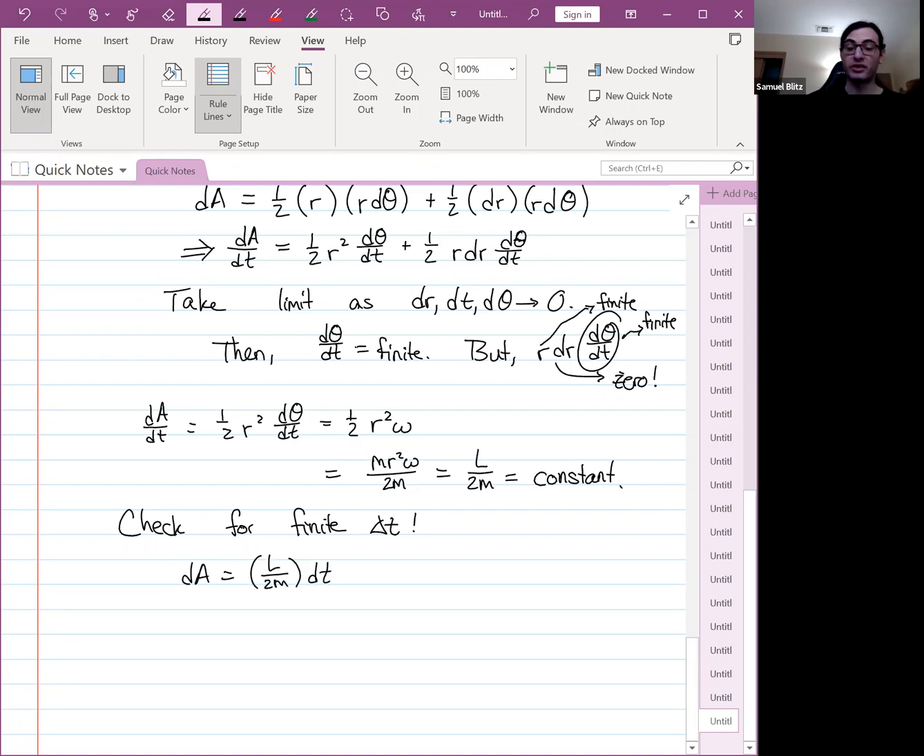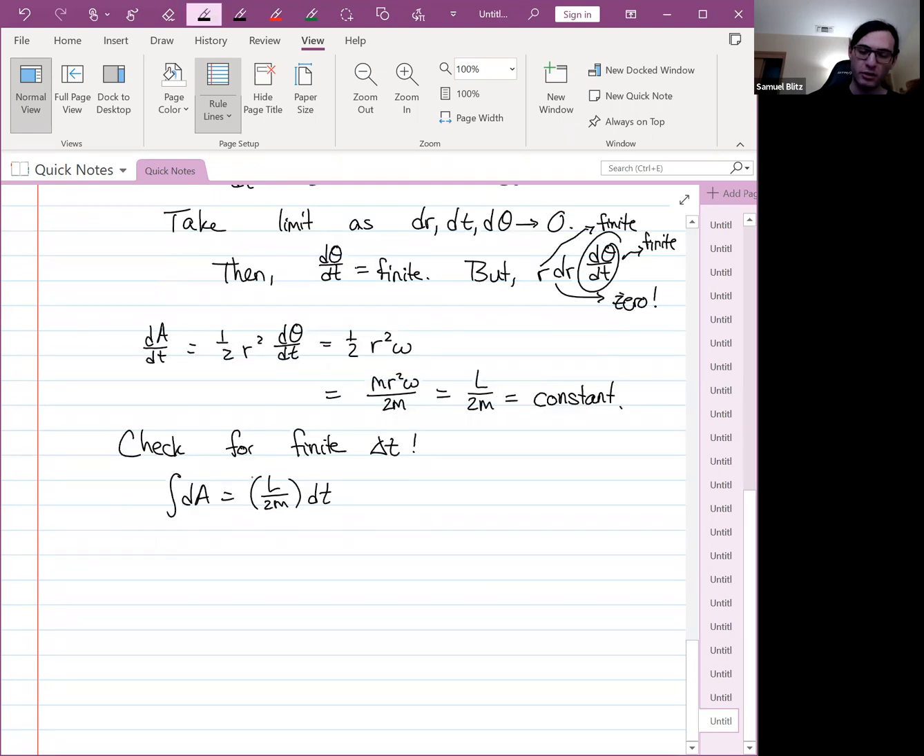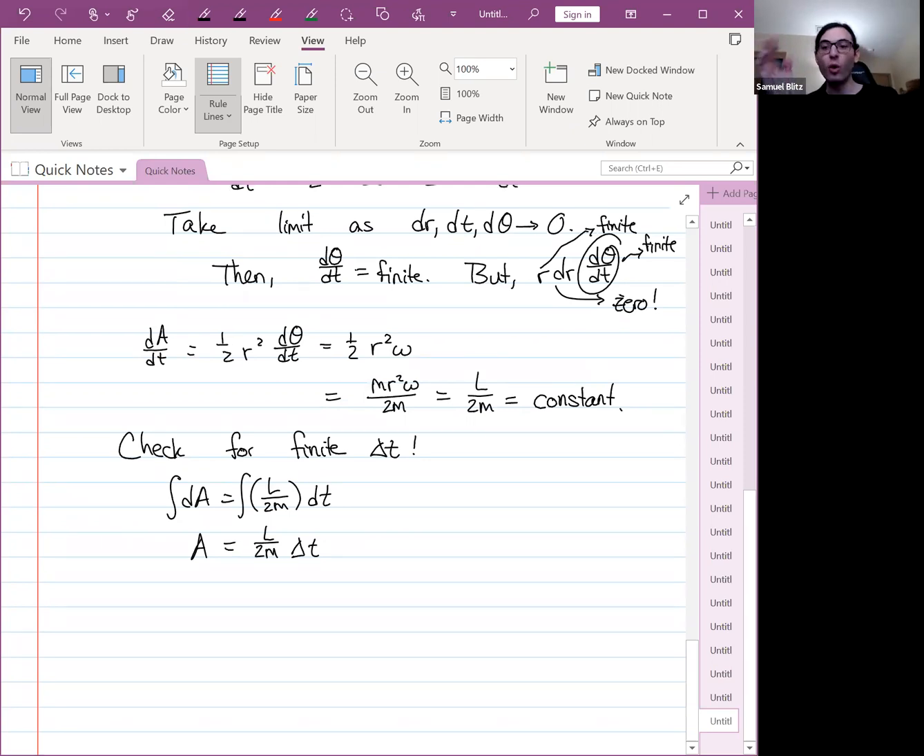L over 2m is a constant, so we can literally just integrate both sides. And we're left with the area swept out in some amount of time is equal to L over 2m times the duration over which you sweep out that area, which just says that the area is always proportional to the amount of time, regardless of where you are in the orbit, which just means that two paths swept out in the same amount of time will have the same area. So Kepler's second law, also true.